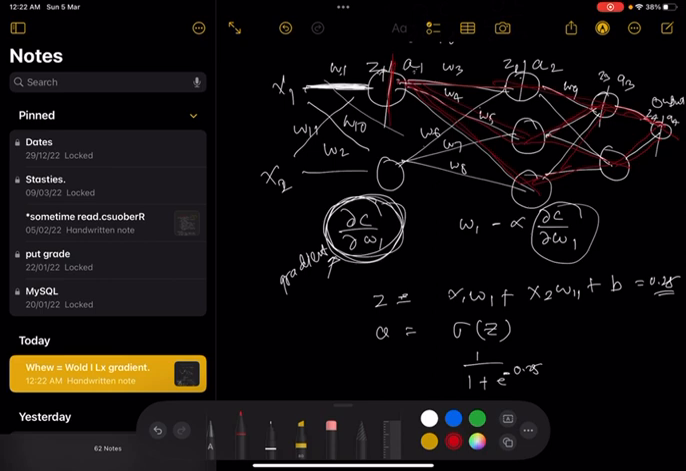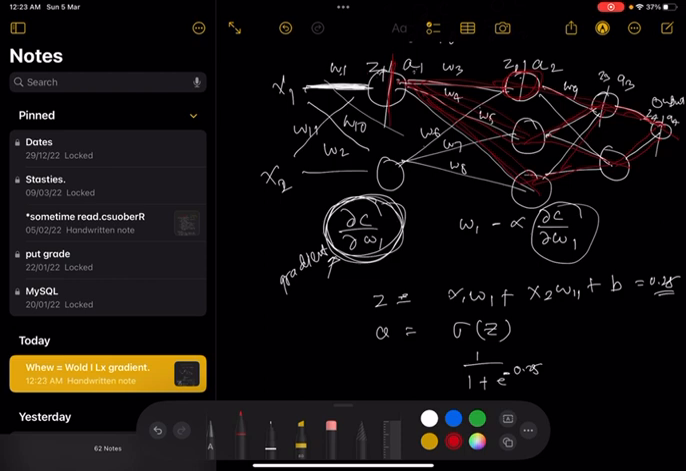Because here a1 depends on z1, but this value depends on this one. So we have to get it with respect to this one. We have to get the partial differentiation with respect to all these values.